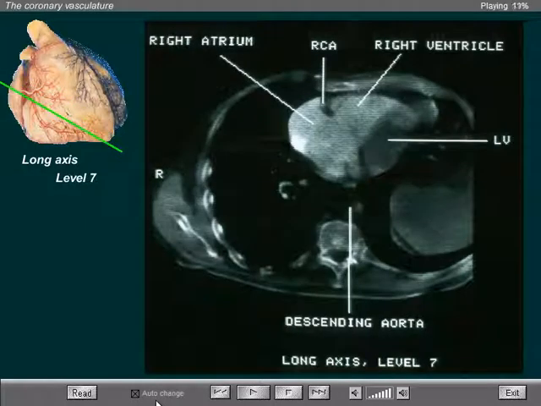In level 7, we see more contrast in the right side of the heart. We see the right atrium and right ventricle, and the unopacified left ventricle is seen to the left of the right ventricle.